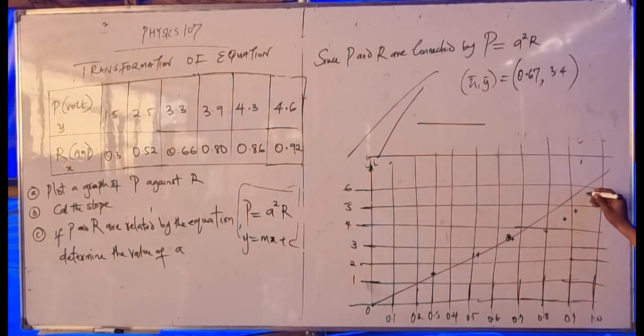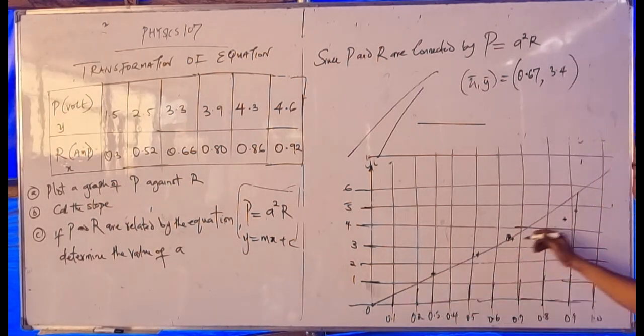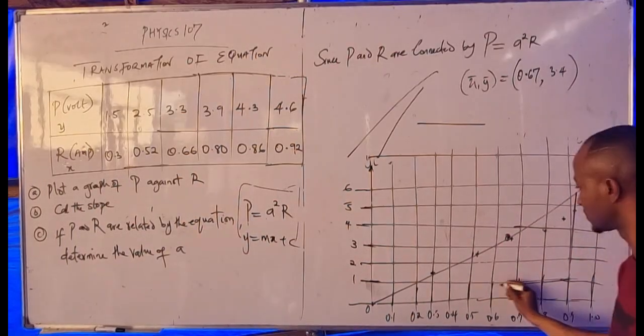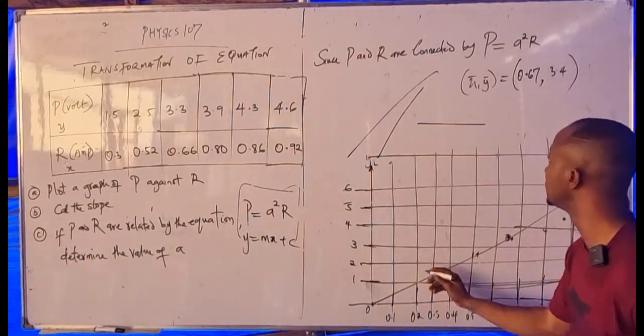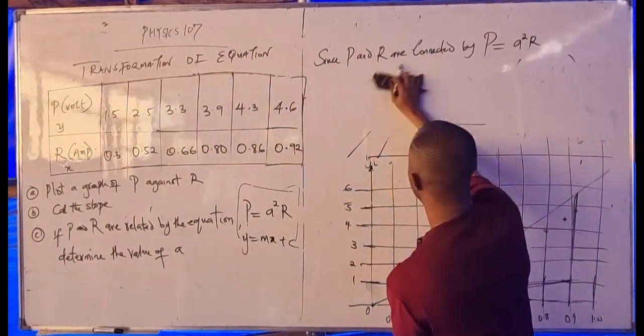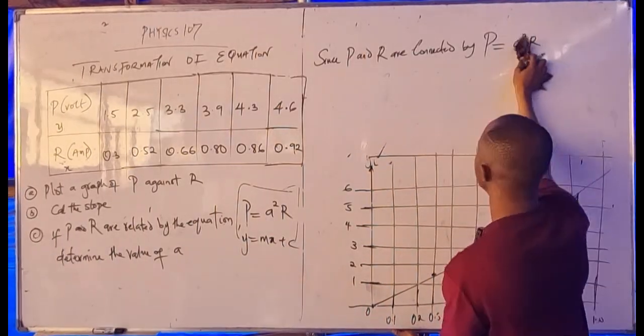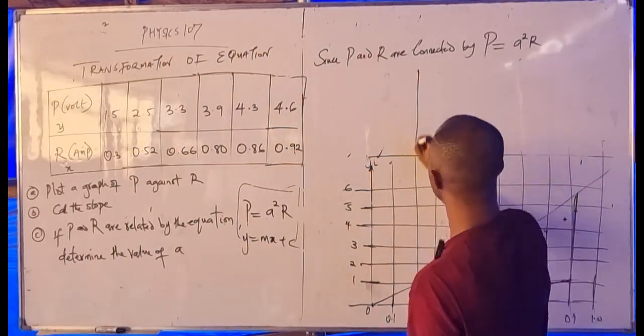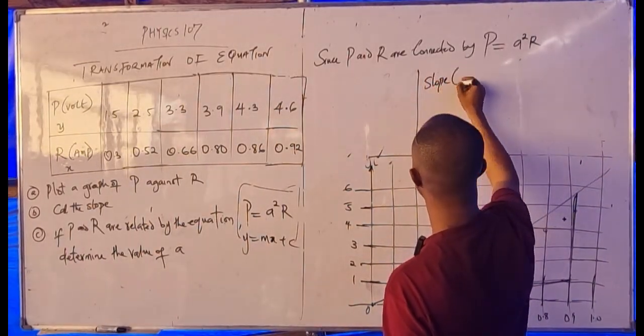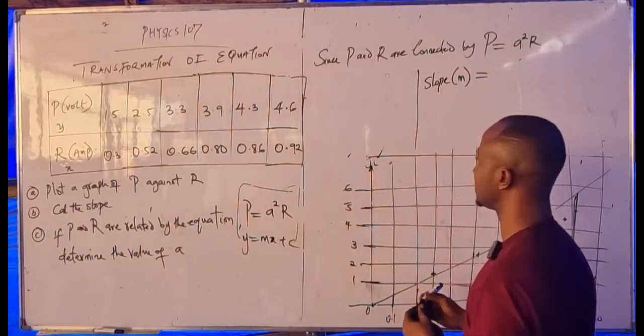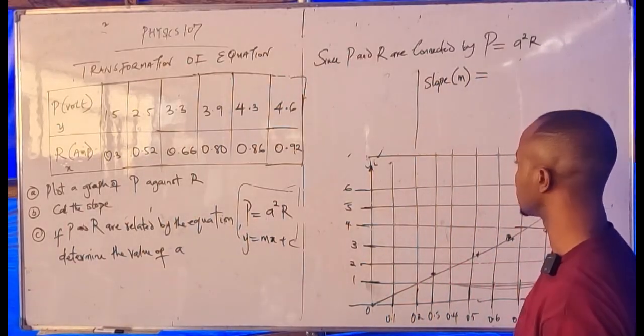Now what we need to do is to get our slope, which is what? Changing Y. Locate your slope, all of you. Any point on the line, just take your slope. Our slope is M. What's our slope there?